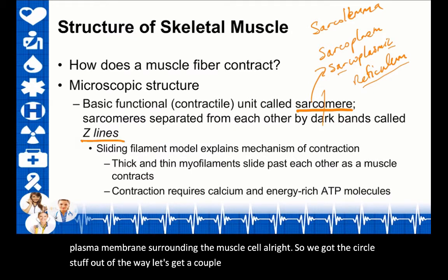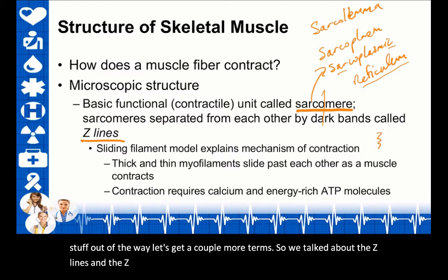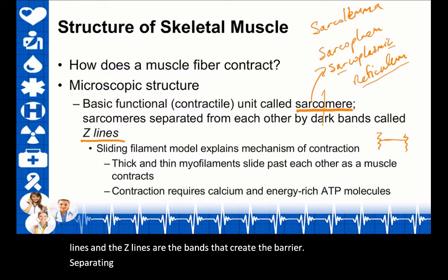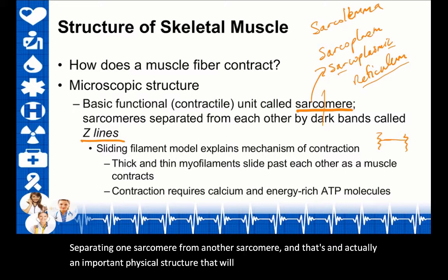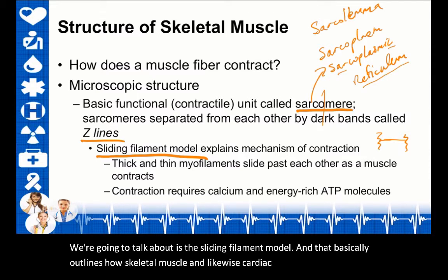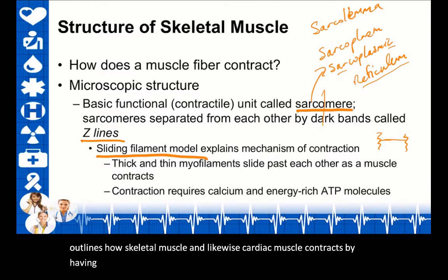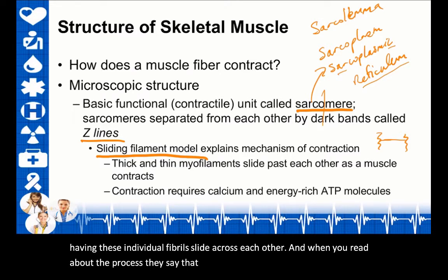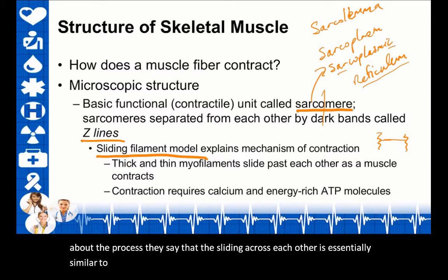So we've talked about the Z lines, and the Z lines are the bands that create the barrier separating one sarcomere from another sarcomere. And that's actually an important physical structure that we'll see in a diagram in a moment. What we're going to talk about is the sliding filament model, and that basically outlines how skeletal muscle and likewise cardiac muscle contracts by having these individual fibrils slide across each other. And when you read about the process, they say that the sliding across each other is similar to a caterpillar crawling up a twig.